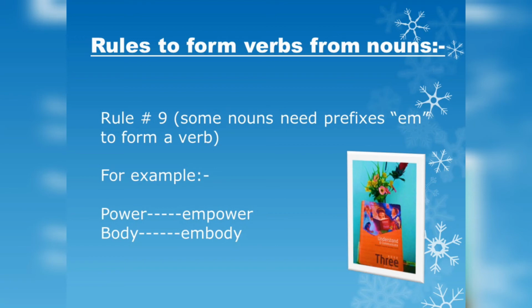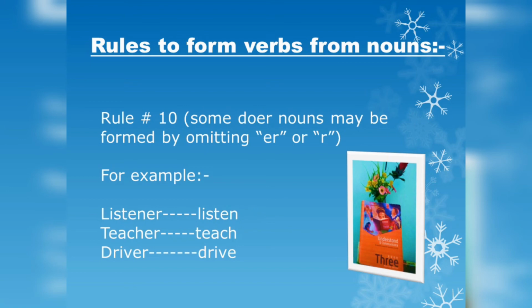Here you can see that some nouns need the prefix em to form a verb. For example, power, empower; body, embody. Some dual nouns may be formed by omitting er or r, like listener, listen; teacher, teach; driver, drive.